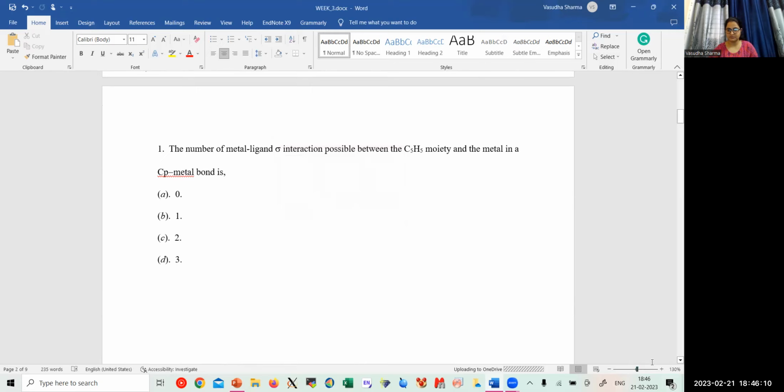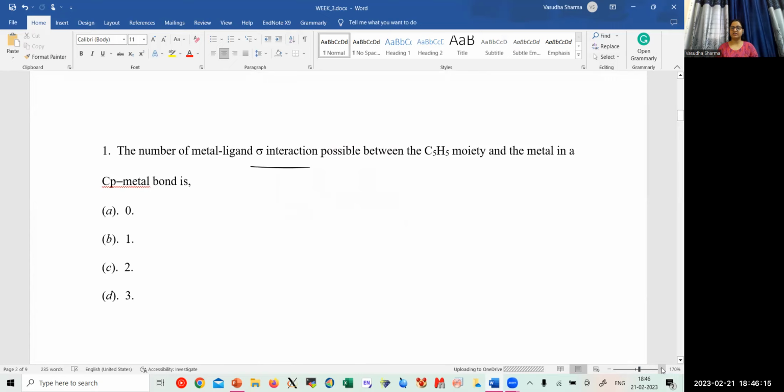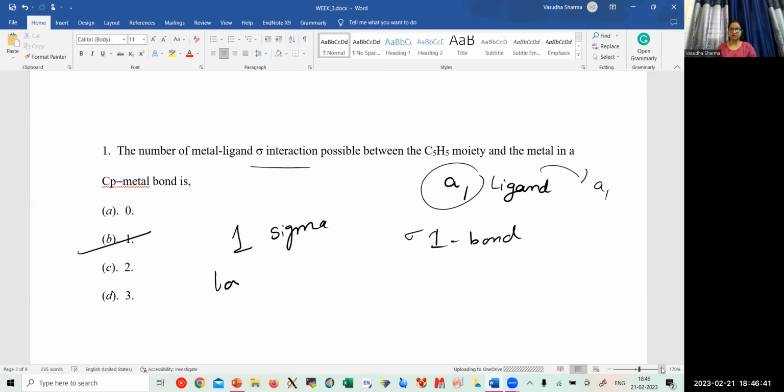So the number of metal-ligand sigma interactions possible in the C5H5 moiety with the metal, as you have already known, is that we have only A1 in the ligand, and A1 symmetry has to be present in your metal. So only one sigma bond is possible, which itself is very weak, or we can call it non-bonding. So the answer is only one sigma bond occurs between Cp and your metal. Okay.